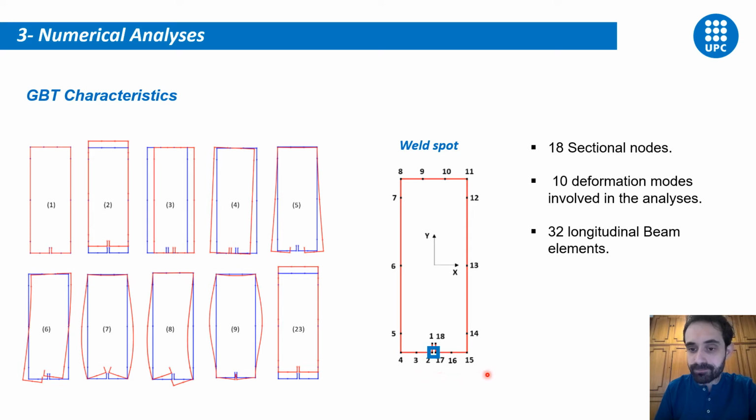Only 10 deformation modes are involved in the geometrically nonlinear analysis. These 9 here are conventional deformation modes, whereas the last deformation mode corresponds to a natural shear mode. 32 longitudinal beam elements are used for all load cases.